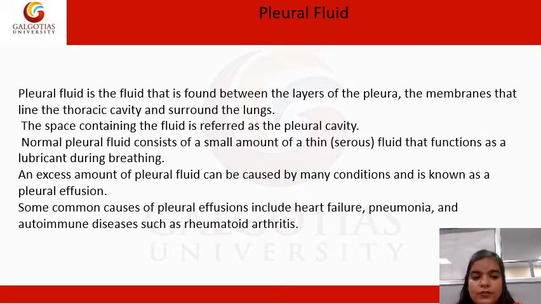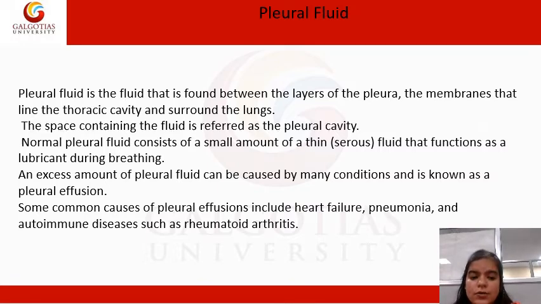The normal pleural fluid consists of a small amount of thin fluid that functions as a lubricant during breathing. So the very function of pleural fluid is that it helps as a lubricant. It makes the fluid viscous and helps in lubrication. An excess amount of pleural fluid can be caused by many conditions and is known as pleural effusion. When there is a normal amount of pleural fluid, it is good. But when the amount exceeds, it is known as pleural effusion.